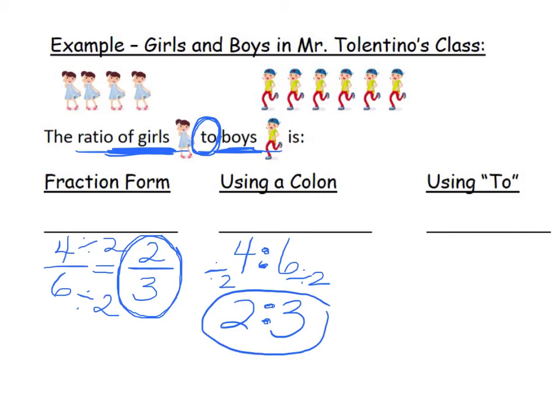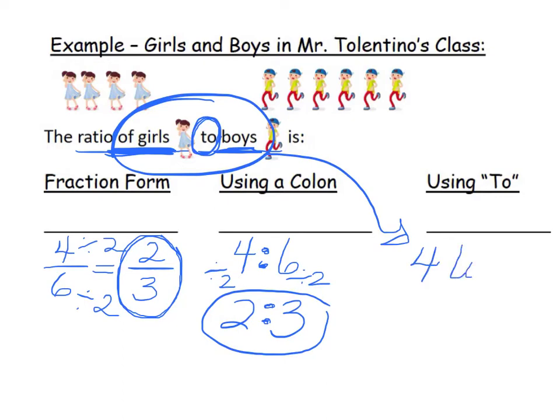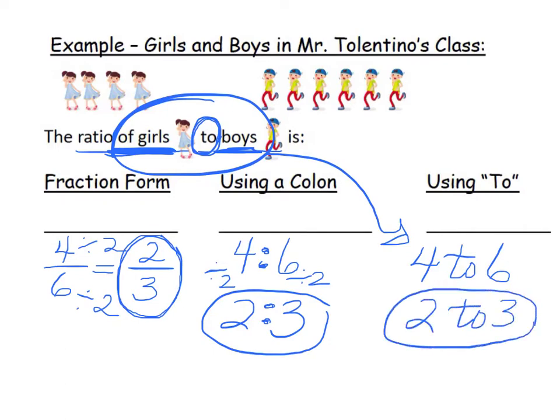And then using the word "to," we're just going to take this situation here and just substitute the numbers in there. So we're going to say 4 girls to 6 boys. And then of course we're going to reduce that as well, and we get 2 to 3. So the 3 ways that you write a ratio are in fraction form, using a colon, and using the word "to."